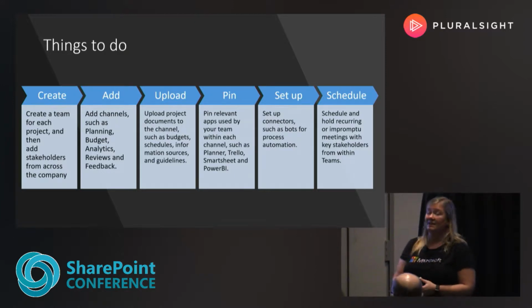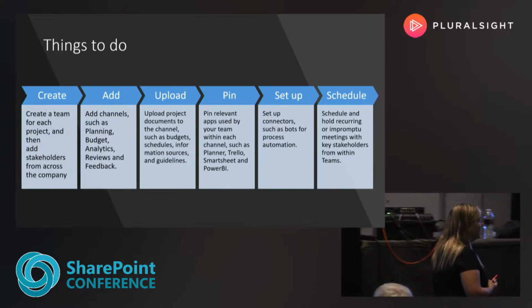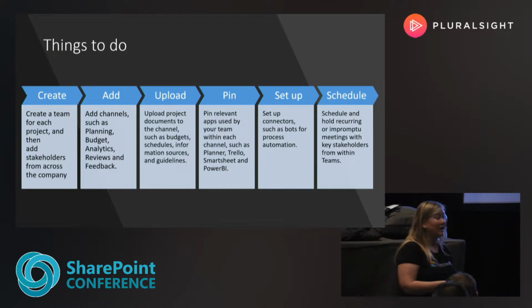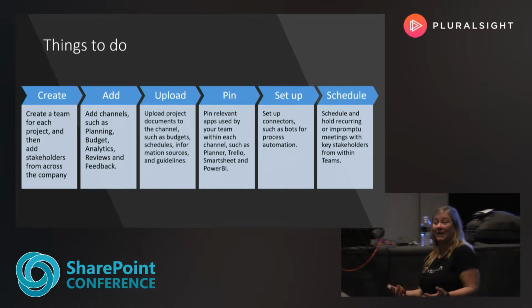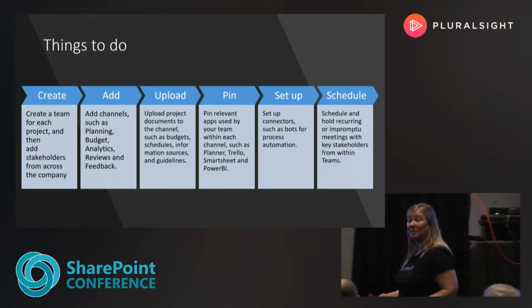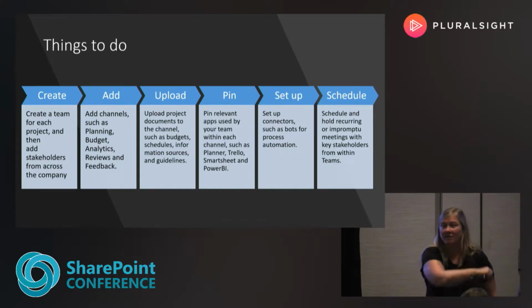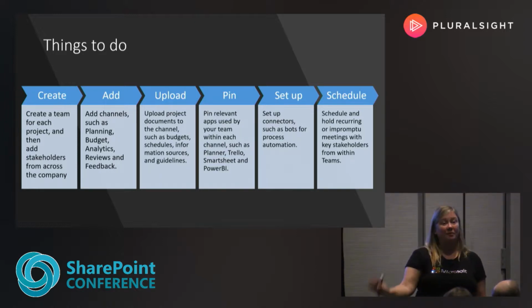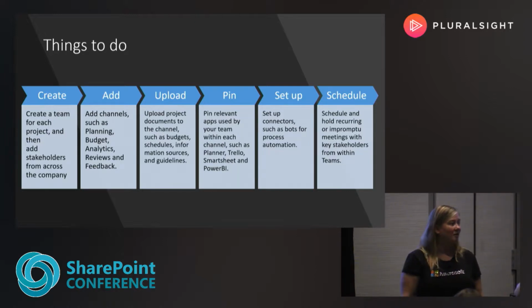Okay, set up the connectors for things like bots, process automation, and then schedule and hold any of the recurring meetings that you need, or any impromptu meetings. So one of the nice things is I can be chatting with someone in a team and decide, you know what, I'm sick and tired of typing, I'm just gonna call this person. And you can be right within that conversation, not have to go look up a phone number, not have to go look up a profile, any of that. I'm just gonna hit the call button and it automatically calls that person for me.